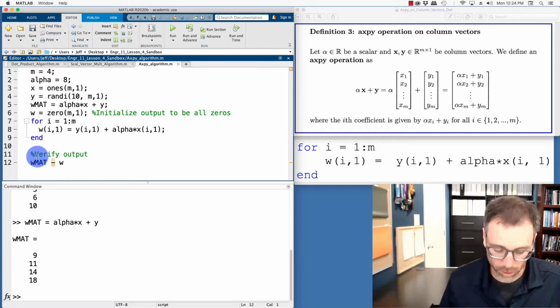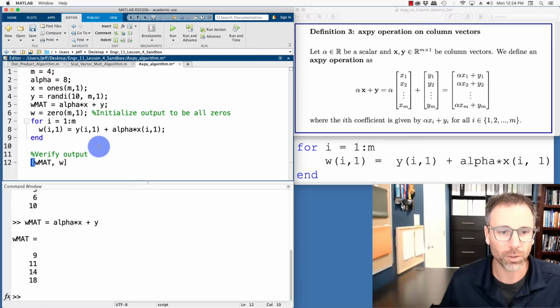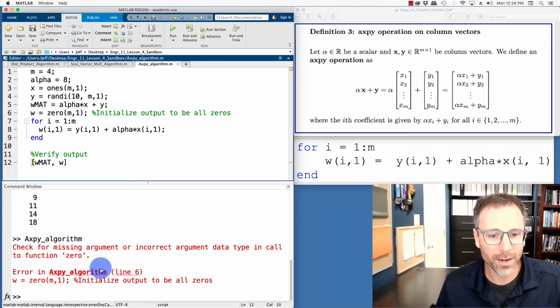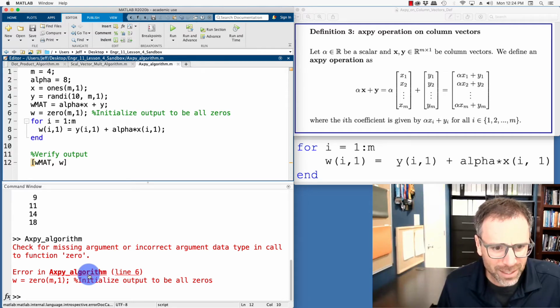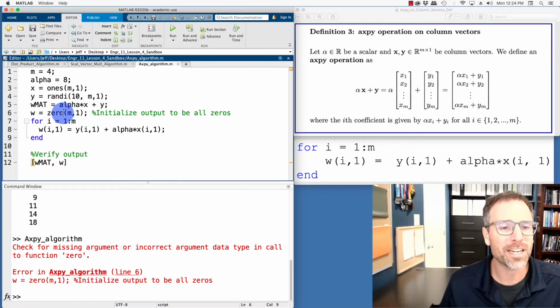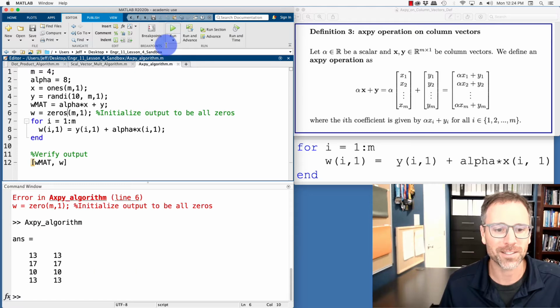So there's kind of two ways to do this. We could actually put both of the vectors next to each other. So that's one way to do that. Let's run. And it is upset because I didn't put an S on the zeros. That's very nice, thank you.